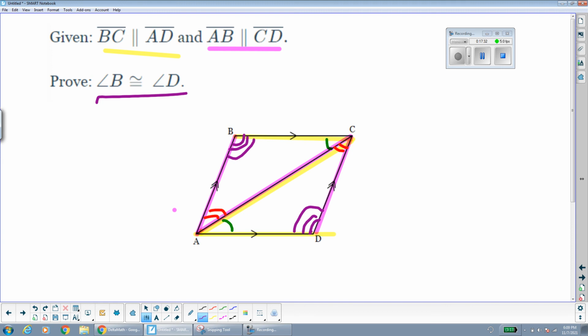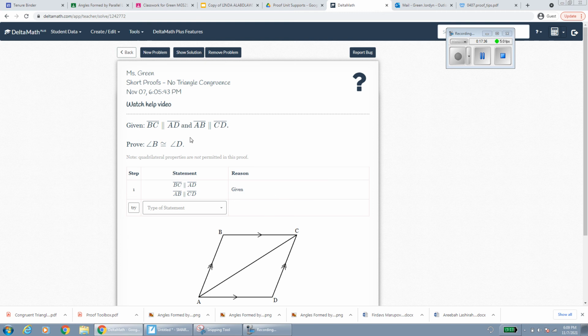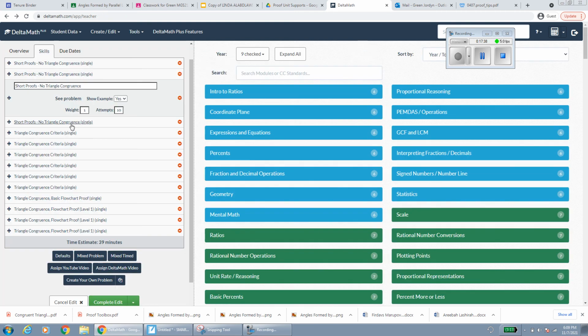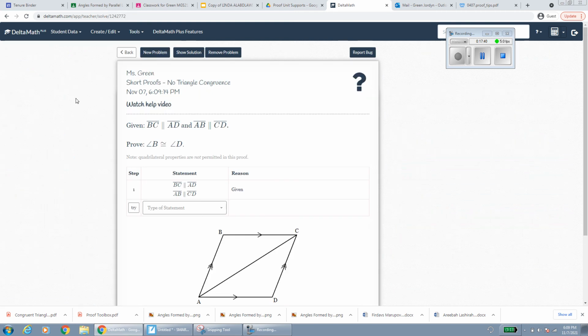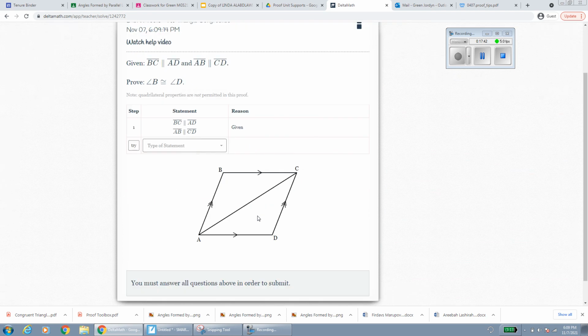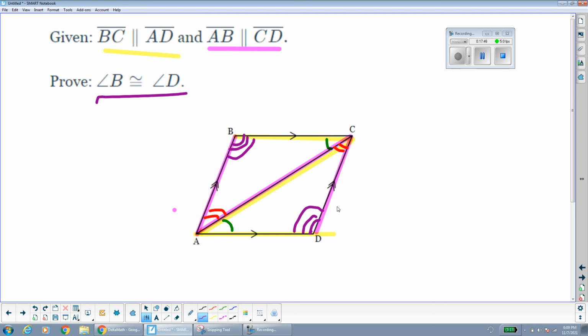So let's try to put this into Delta Math and see if we can do that. Okay, that was the question I was on. So first we talked about the alternate interior angles. We did the green ones first, I believe. The green ones are here and here.